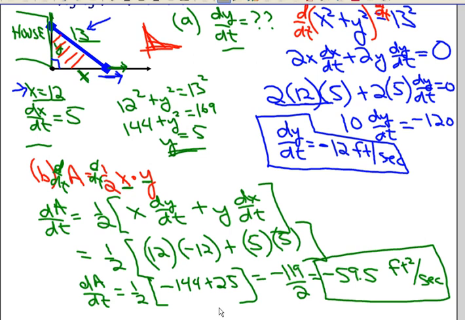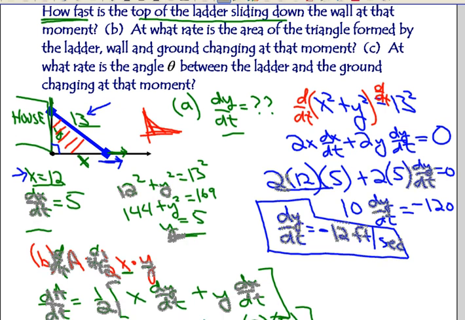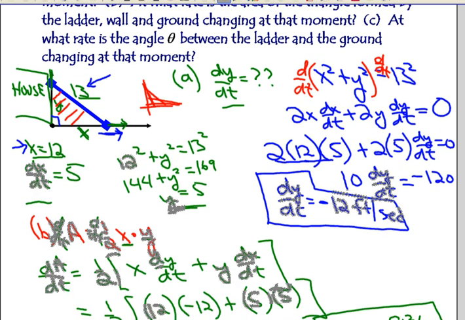Okay, let's get part C. Part C. At what rate is the angle theta, between the ladder and the ground, changing? So we need an angle theta between the ladder and the ground. Here's the ground, here's our ladder, here's our angle theta. And here's where I vary a little bit from the solutions manual. I'll do it one way, and if it doesn't make very good sense, you can always come back, look at the solution manual. They have another way. So what rate is the angle between the ladder and the ground changing at that moment?